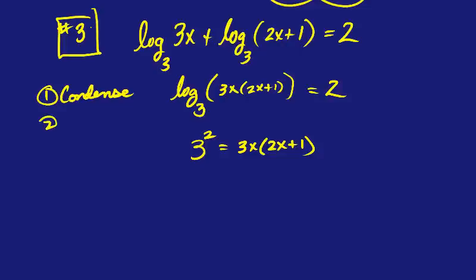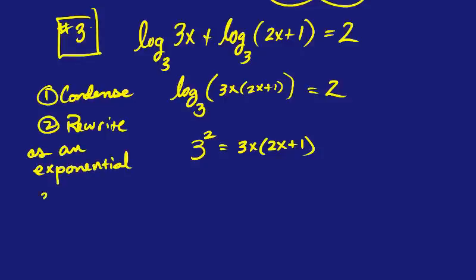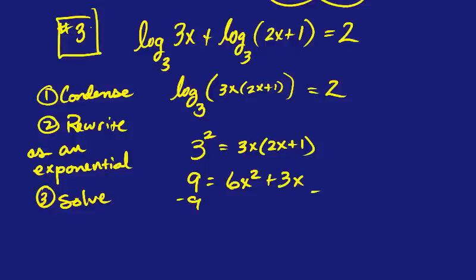So the first thing we did was condense. Second thing we did was rewrite as an exponential. And then now we're just going to finish the problem by solving and checking our answers. So we'll have 9 equals 3x. Nope, just kidding. Let's erase that. What's that going to be? 6x squared plus 3x. I'm going to set it equal to 0 and see if I can't factor. So I have 0 equals 6x squared plus 3x minus 9.